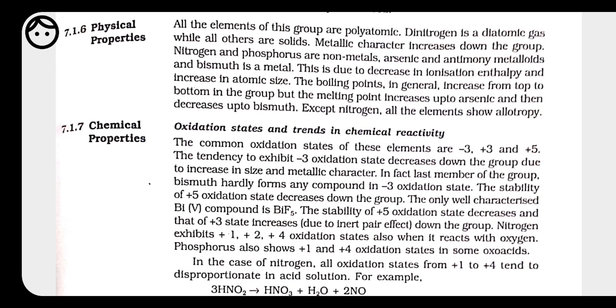Now we have to do the general properties of the elements present in group 15, that is density. When we talk about the density of the members of this group, on moving down in a group, density increases as usual. But we know that density is equal to mass per volume. Mass increases as we move down the group, but volume also increases. So why does the density also increase?